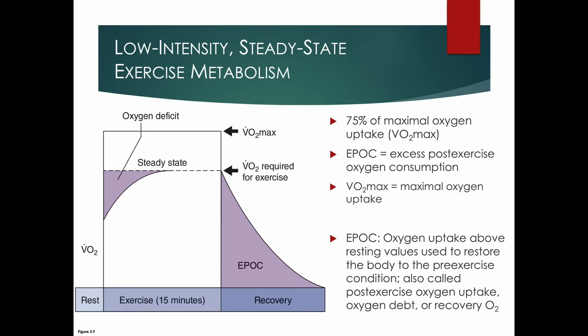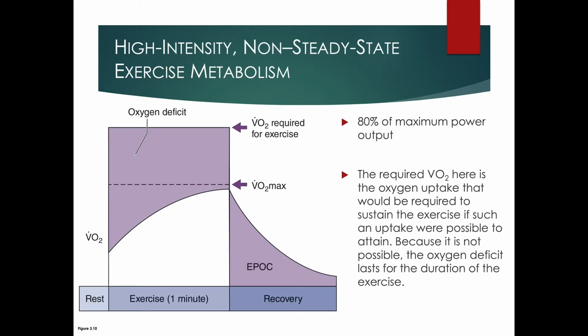For low intensity steady state exercise, the EPOC time is not going to be nearly as long as if you did a high intensity non-steady state type exercise. Glycogen replenishment could take up to 48 hours after a super high intensity, long bout of exercise. With high intensity, you don't get into steady state because the requirements for exercise are far greater than your VO2. This is super high intensity work where the O2 requirements are far greater than your actual available amount. So you never actually get into a steady state.